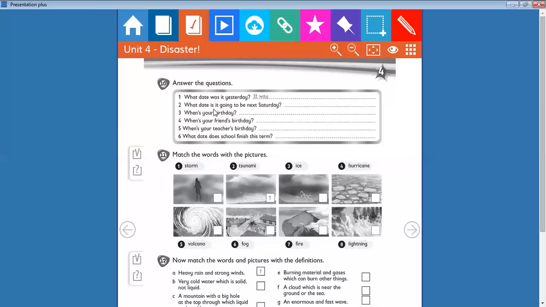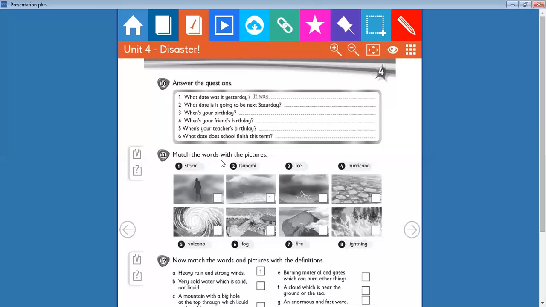All these questions are about dates. When is your birthday? When's your friend's birthday? When's your teacher's birthday? What date does school finish this term? So we are going to do this exercise together in the meeting.